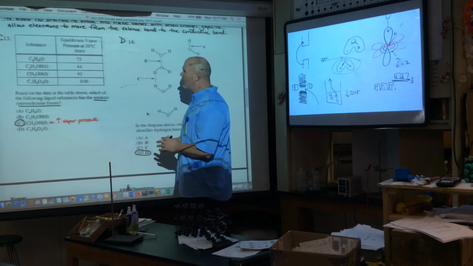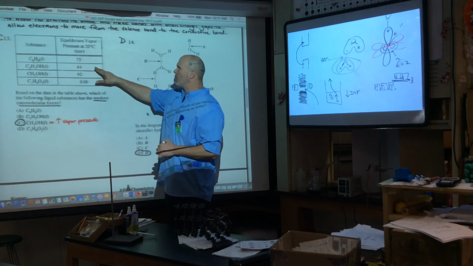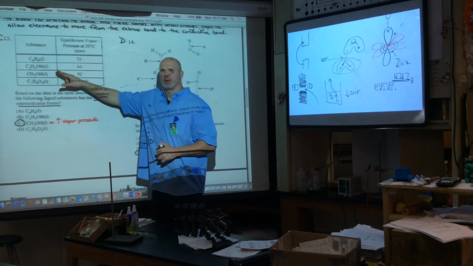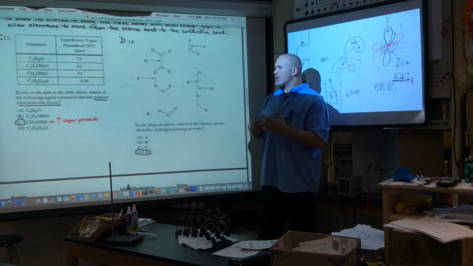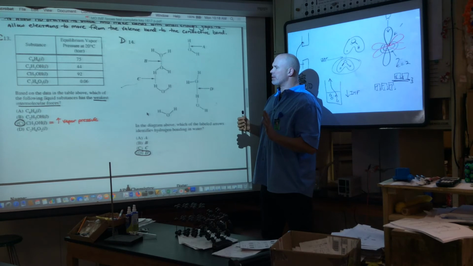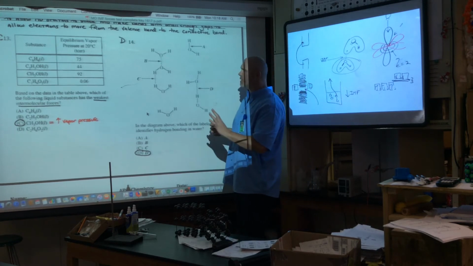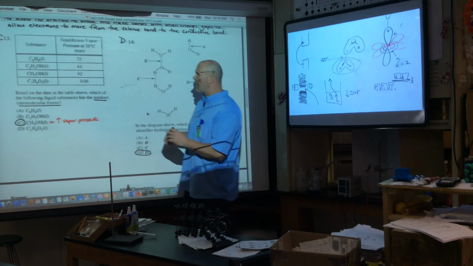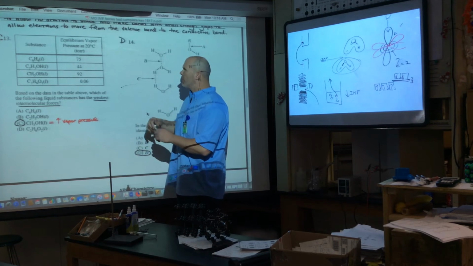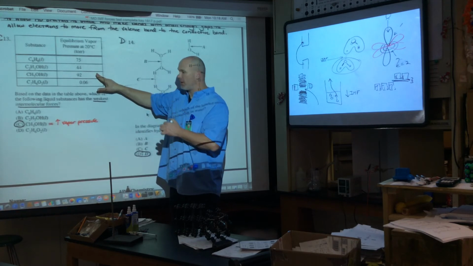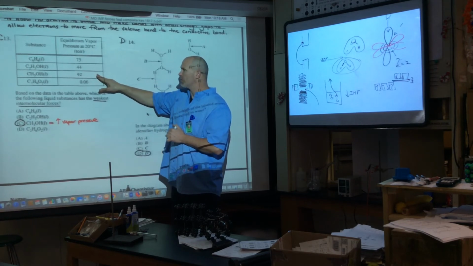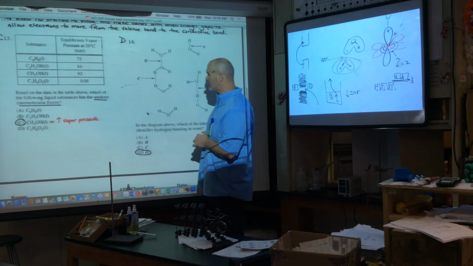But the bottom line is, who has the lowest vapor pressure? This one. I'm sorry, they wanted which of the following has the weakest intermolecular forces. That would have the highest vapor pressure, right? So if you evaporate the best and have the highest pressure going up, then therefore, my friends, you're going to have the weakest intermolecular forces of attraction.